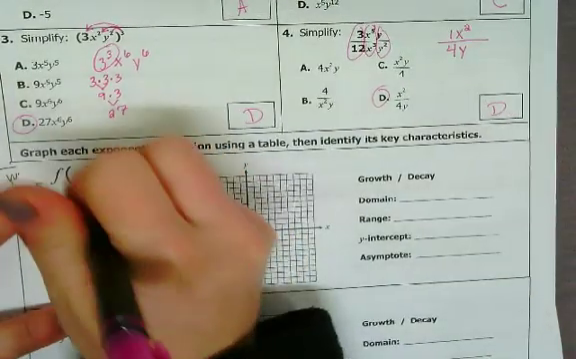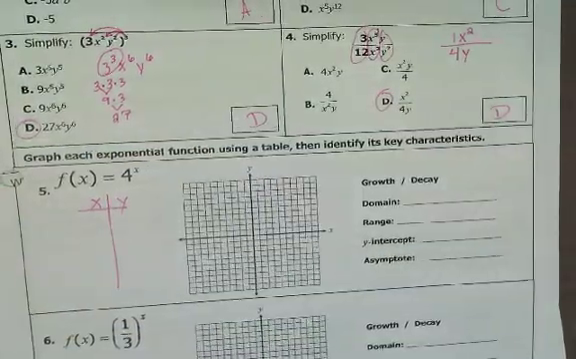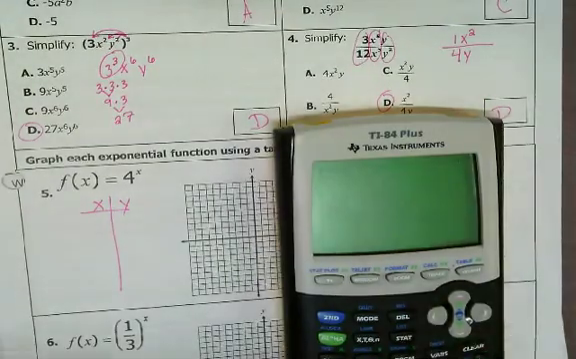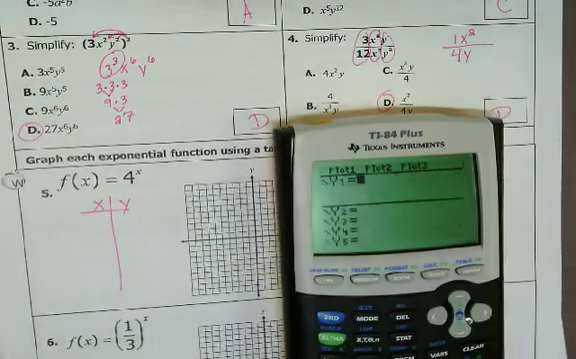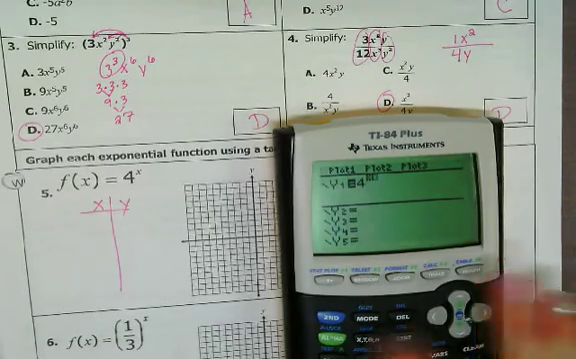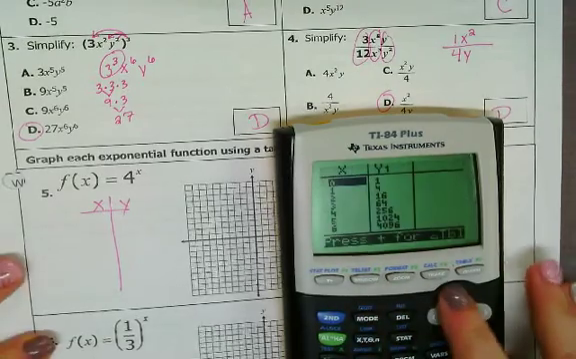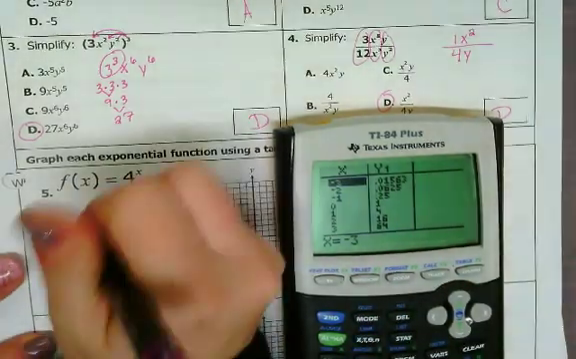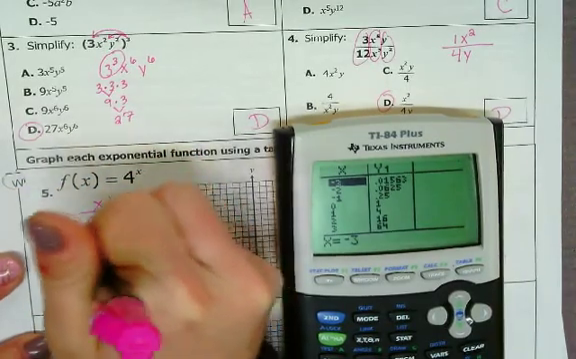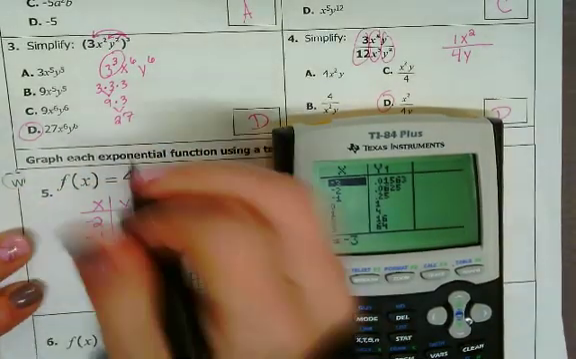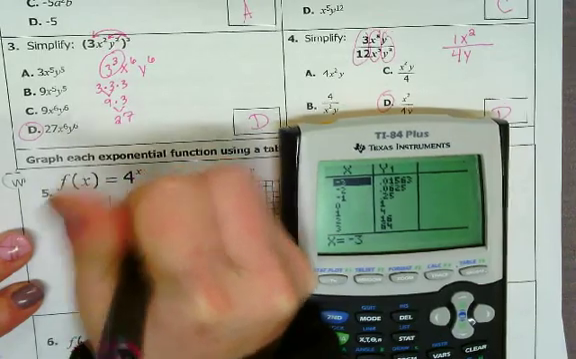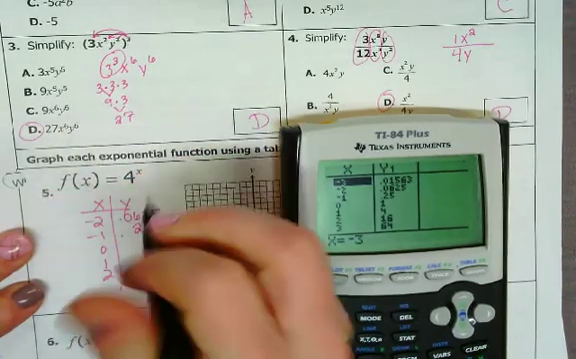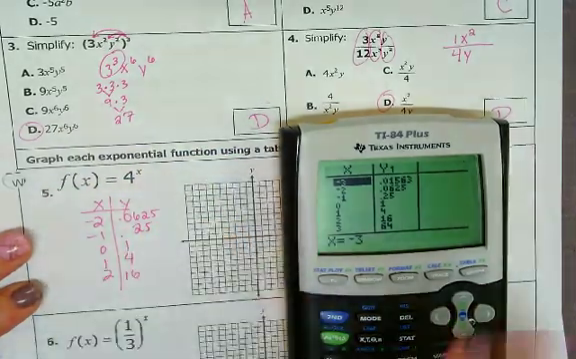Number 5, I think it's best that you make a table first, so that way you can then graph appropriately. So in your calculator, you can put in 4 to the x and get your table. So we've got negative 2, negative 1, 0, 1, and 2. That's how I like to start. 0.0625, 0.25, 1, 4, and 16.